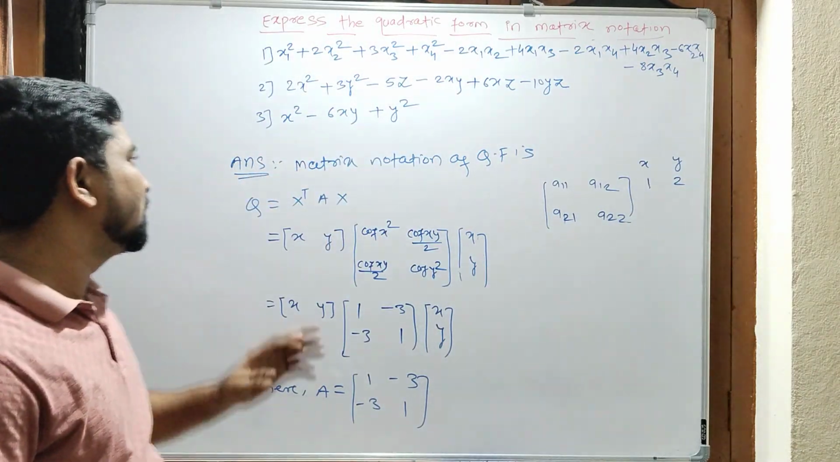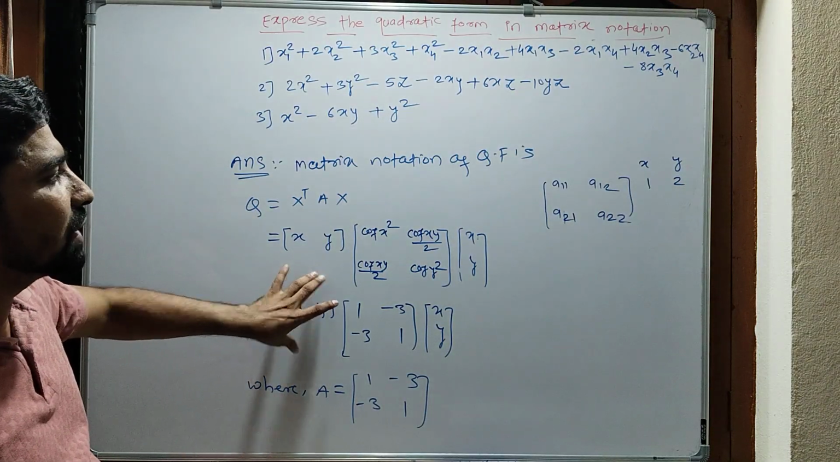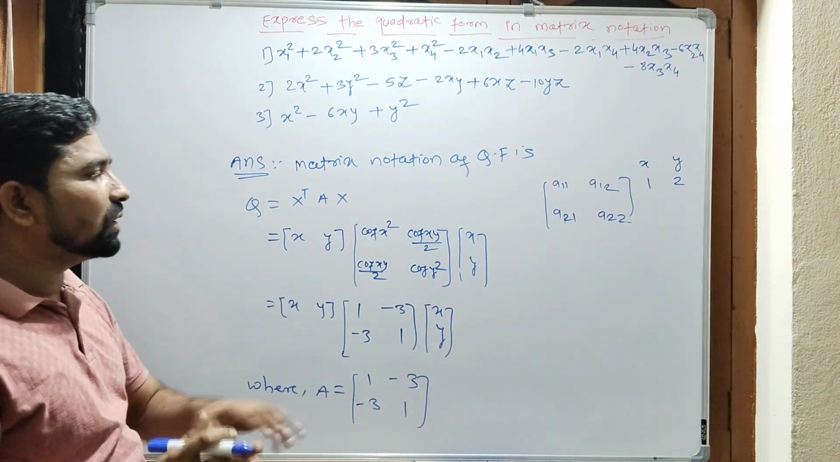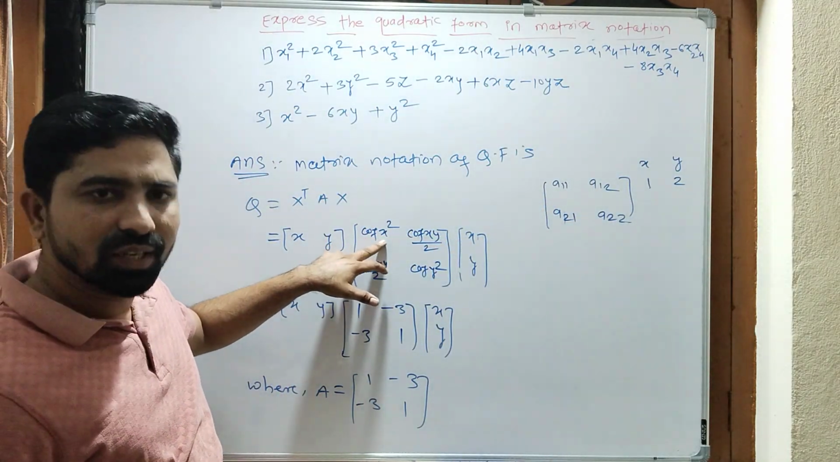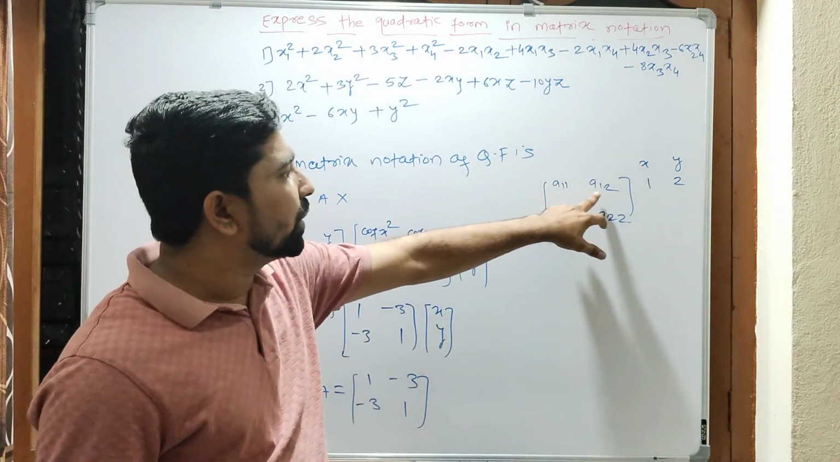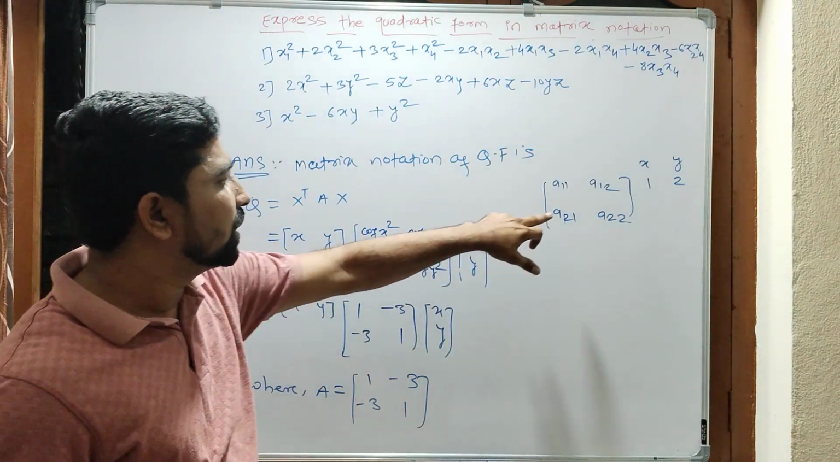In this way we can write the quadratic form in terms of matrix notation. In this quadratic notation, a11 is the coefficient of x square. Whenever you have a cross position, like a12, it is the coefficient of xy divided by 2.